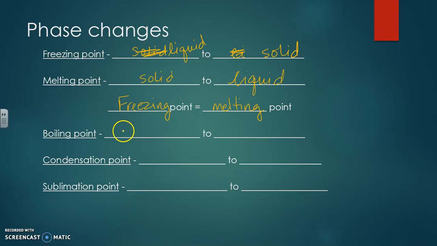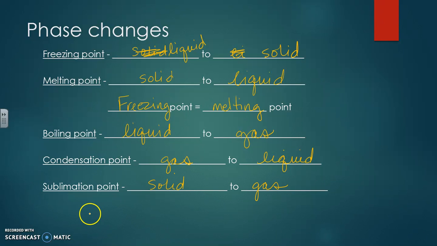Boiling point is when you're going to change from a liquid to a gas. Condensation point is when you go from a gas to a liquid. We've talked about these. Sublimation would be when it's going from a solid directly to a gas. And then we also talked about the last one. Go ahead and write this down if you don't remember it. Deposition is when it goes from a gas directly to a solid and does not pass go.